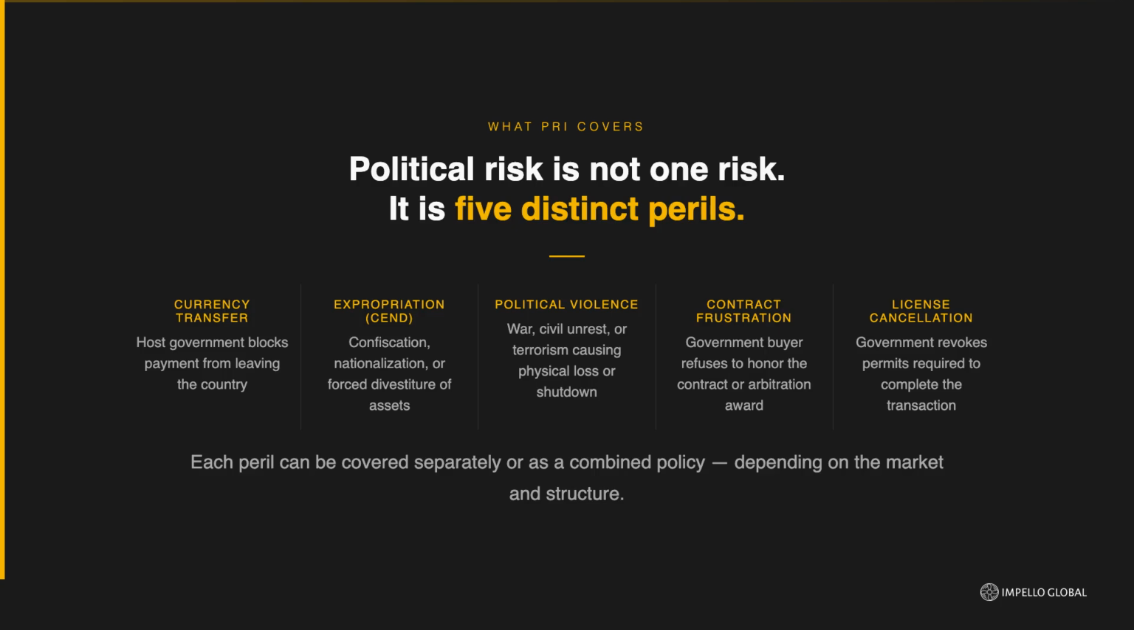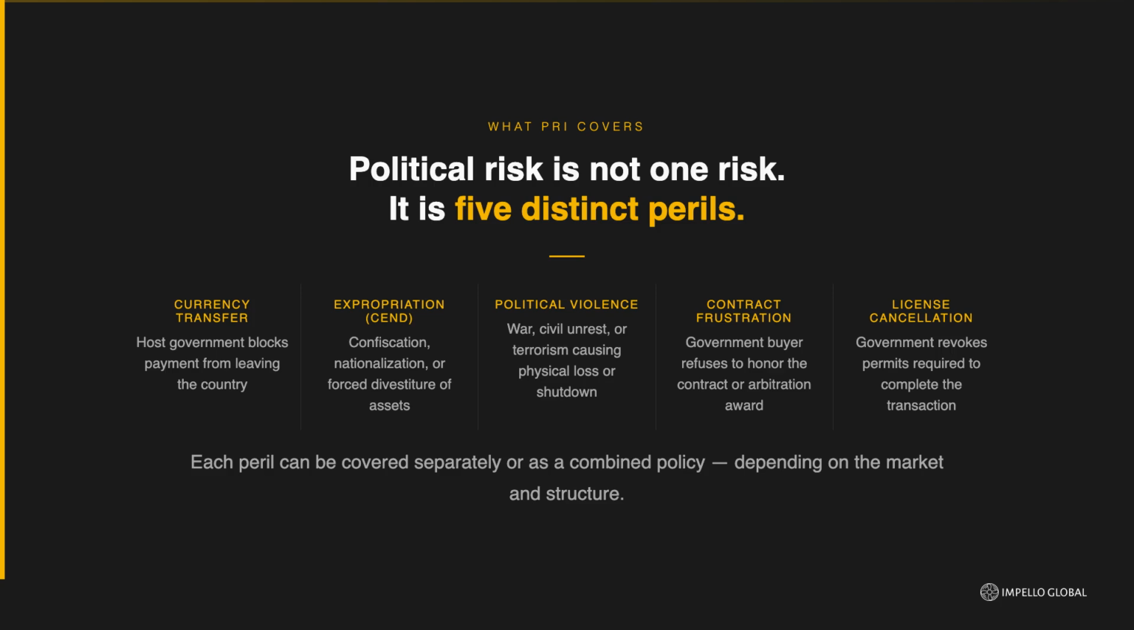Political risk is not a single peril. It is a cluster of 5 distinct exposures that can be covered individually or as a package. The first is currency transfer risk, also called inconvertibility. The host government blocks funds from leaving the country, so even a willing buyer cannot pay you. The second is expropriation, sometimes called CEND, which stands for confiscation, expropriation, nationalization, and deprivation. This covers the forced takeover or seizure of your assets, equipment, or business interests by a government.